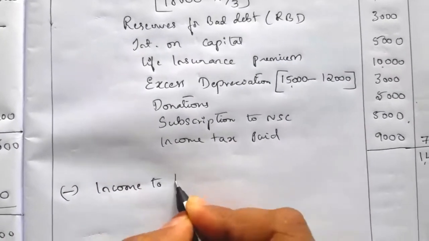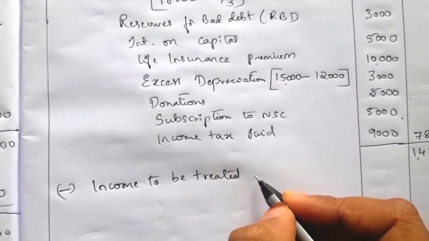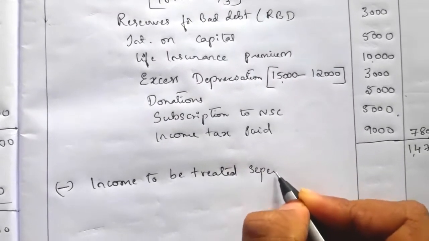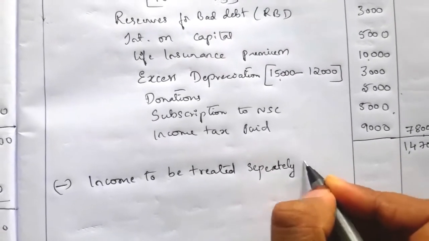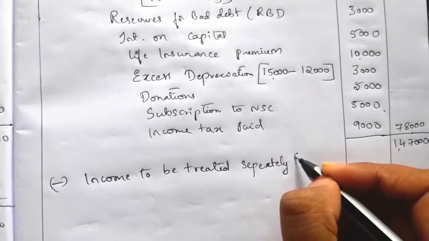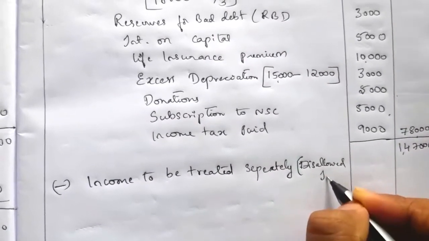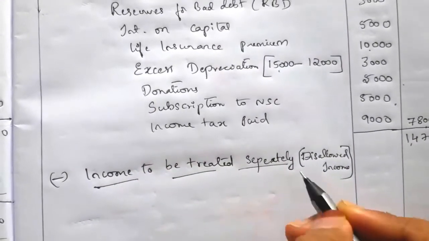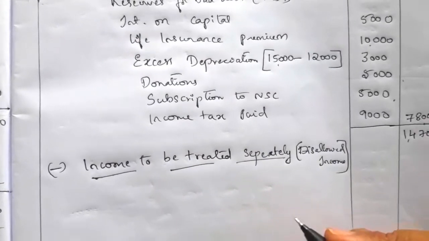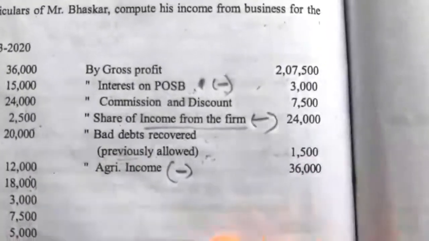Income to be treated separately means the income is not a business income. These are the following incomes we are writing which are not business related income. It is an income that should be taken separately, or we can take it as a disallowed income. If you are confused with the sentence, we can take it as disallowed incomes. To write this income to be treated separately, we have to see the credit side of profit and loss account. So now see one by one, the credit side of profit and loss account, and we have to write one by one.